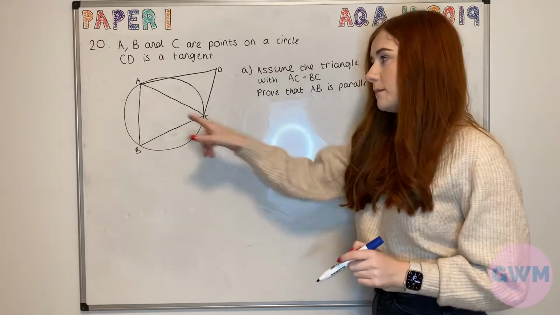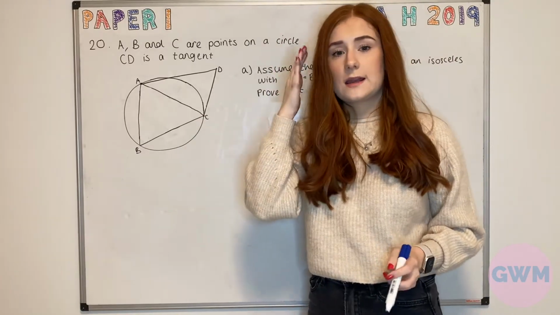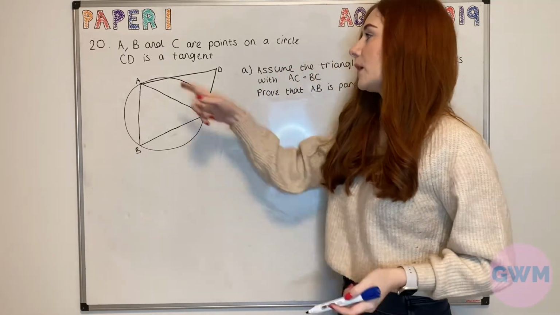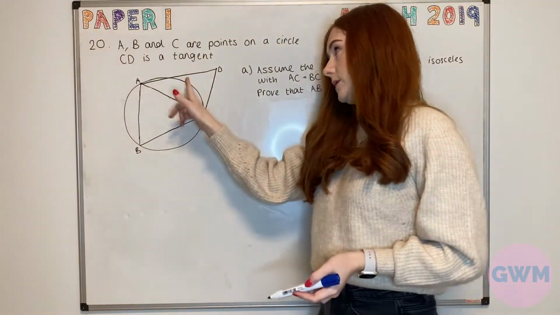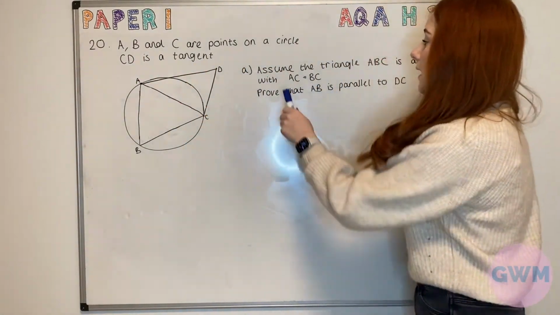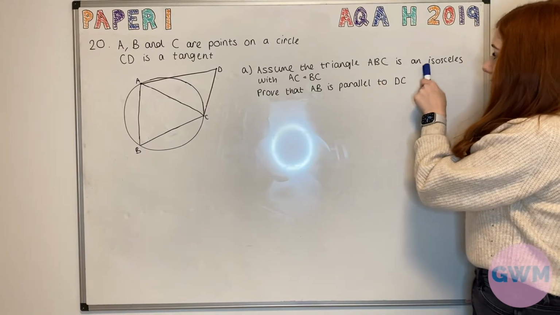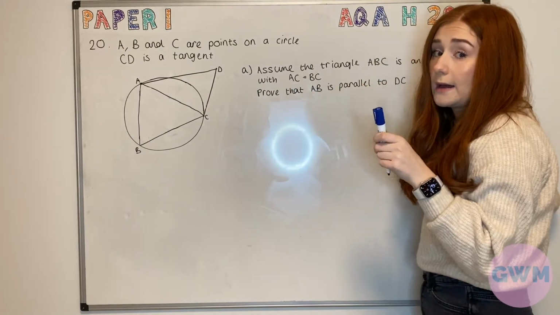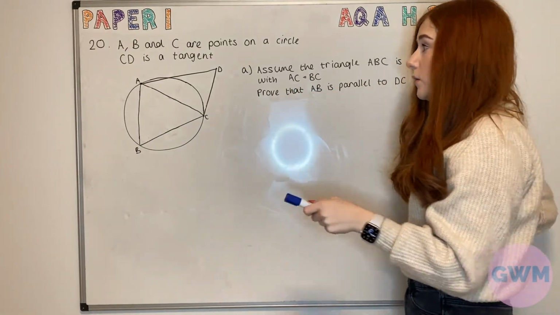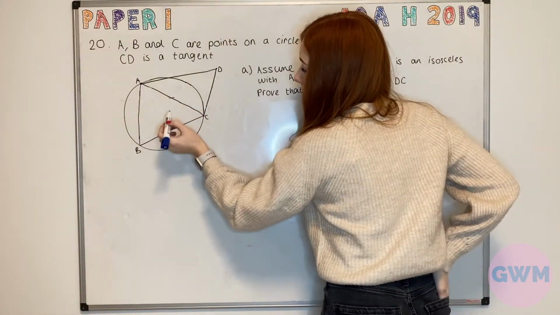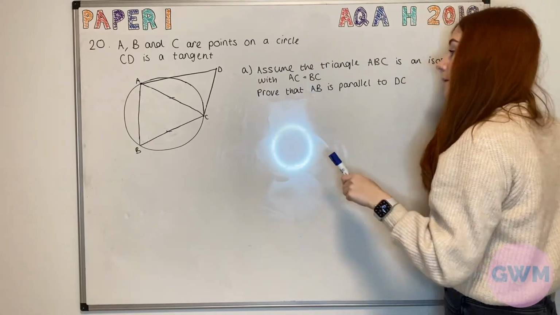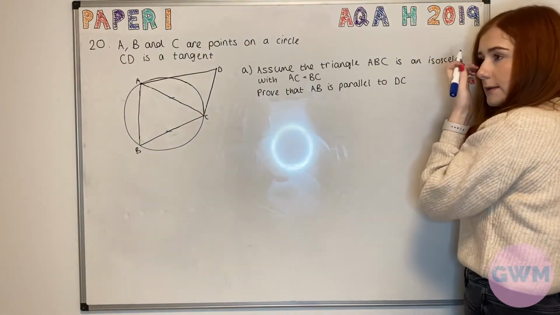Question 20 now, so the minute you see a picture like this, you should be instantly thinking of what circle theorems can apply. So A, B and C are points on a circle, CD is a tangent, that's going to be important. Assume the triangle ABC is an isosceles triangle, 2 lines of the same length and 2 of the same angles, with AC equaling BC. So AC and BC, they're the same length. Prove that AB is parallel to DC.